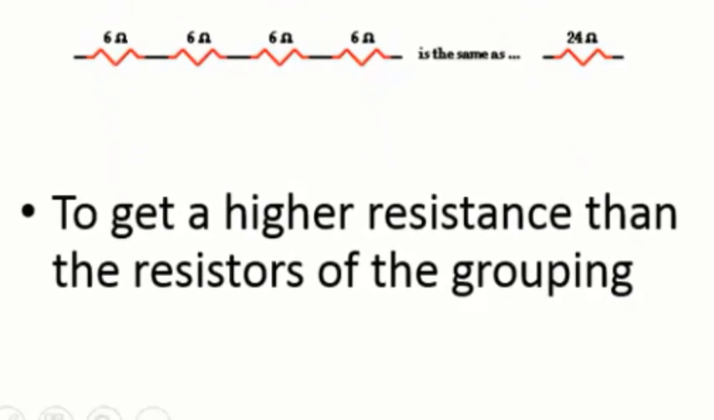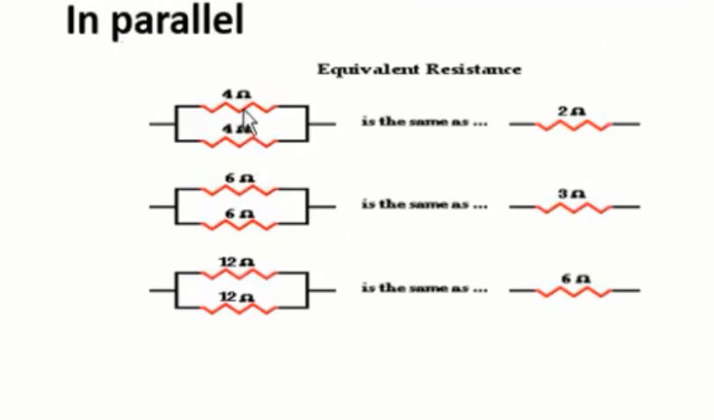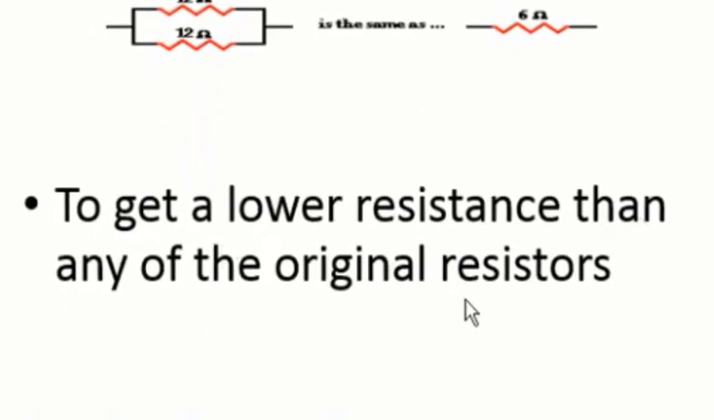In parallel grouping, here we have two resistors, 4 ohms resistance each. Their equivalent resistance is equal to 2 ohms. Similarly, for these two groupings, 6 ohms, 6 ohms, the equivalent resistance is equal to 3 ohms, and in the last case, it's equal to 6 ohms when their resistance is equal to 12 ohms. So here we can notice that the equivalent resistance is always less. So to get a lower resistance than any of the original resistors, we connect them in parallel.